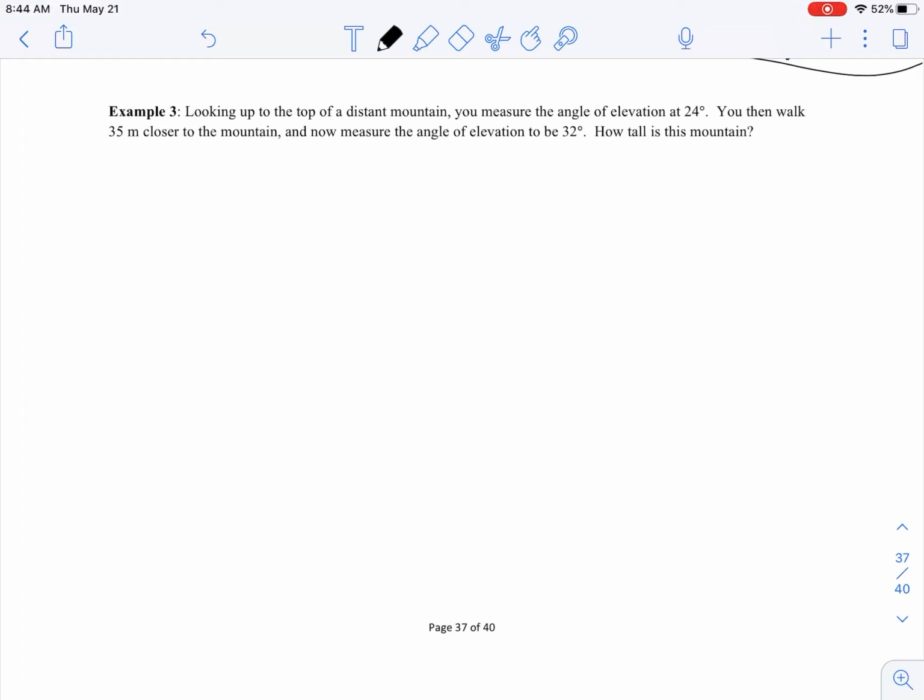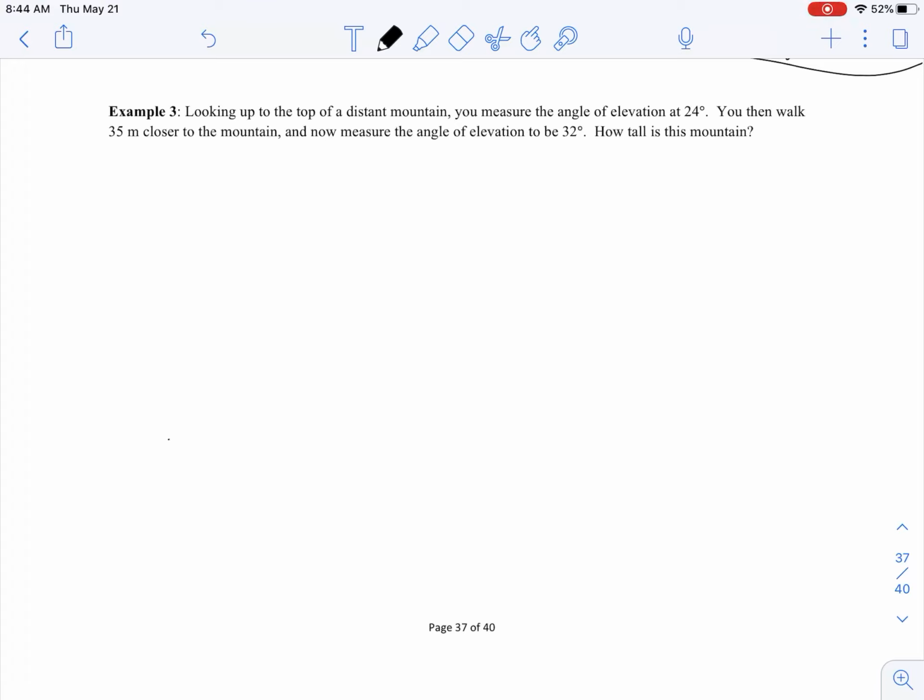Looking up, example number 3: looking up at the top of a distant mountain, you measure the angle of elevation to be 24 degrees. You then walk 35 meters closer to the mountain, and you see the angle to be 32 degrees. How tall is the mountain?